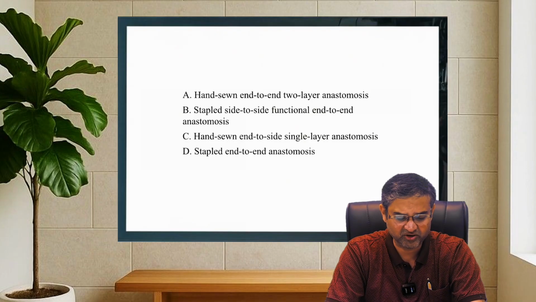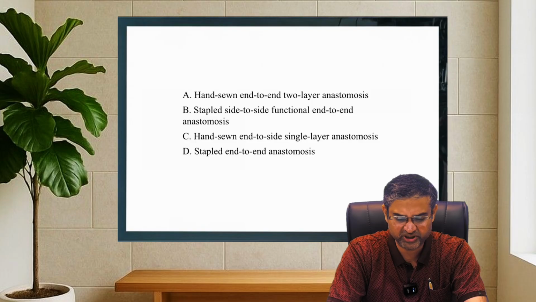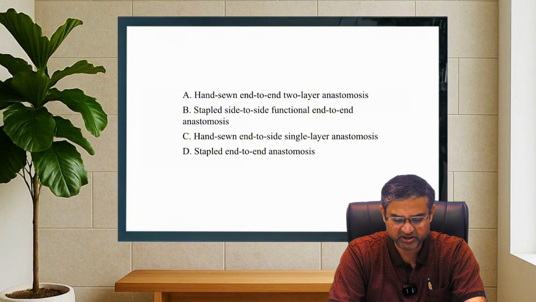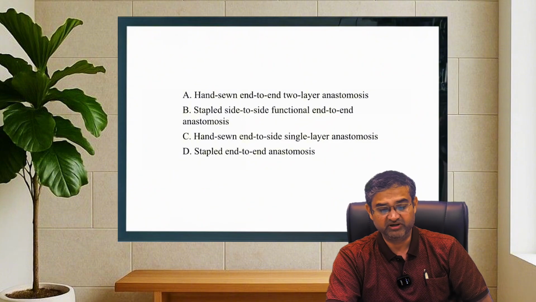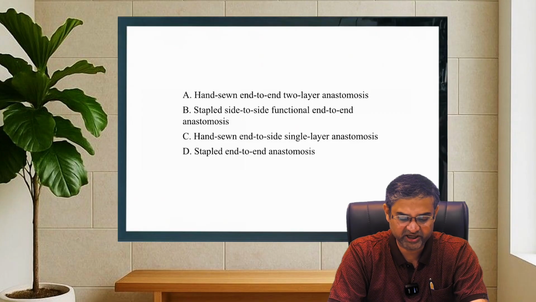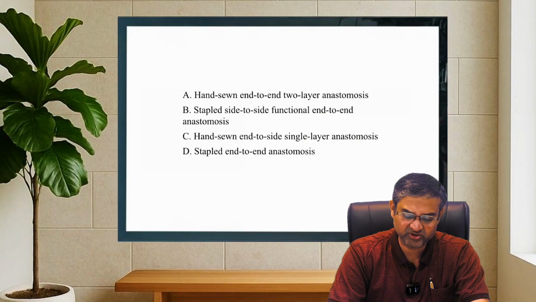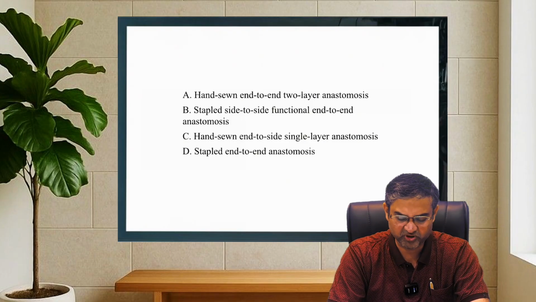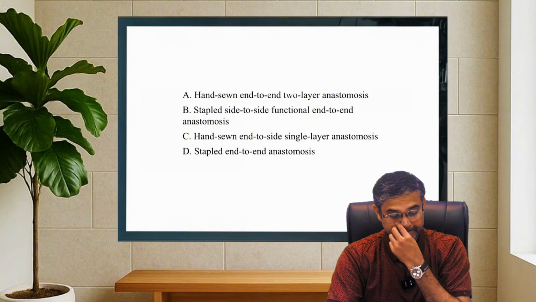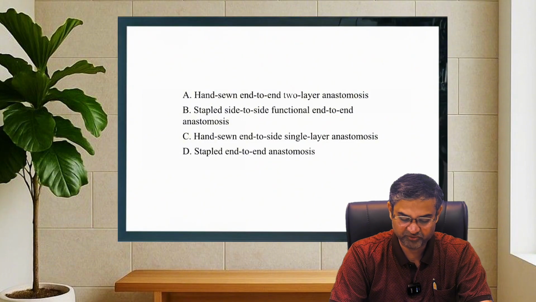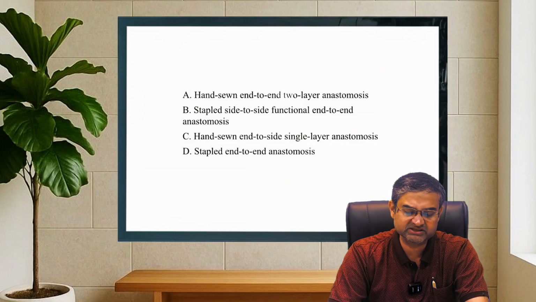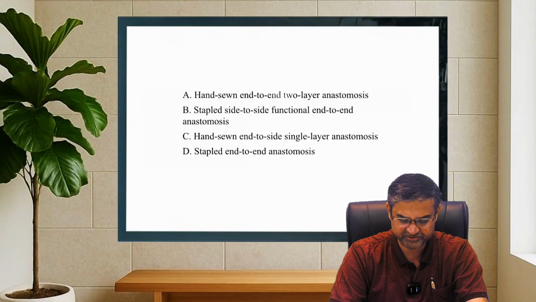Why are the other options wrong? Hand sewn end to end two layer anastomosis, highest leak risk, not good for bowel edema, and two layer increases ischemia of edges. Hand sewn end to side single layer, better than option A, but still it is not ideal in ischemia or edema. Smaller lumen takes longer time in emergency setting, and stapled end to end requires diameter match, more tension, smaller lumen than side to side stapler, and increases risk in contaminated field.